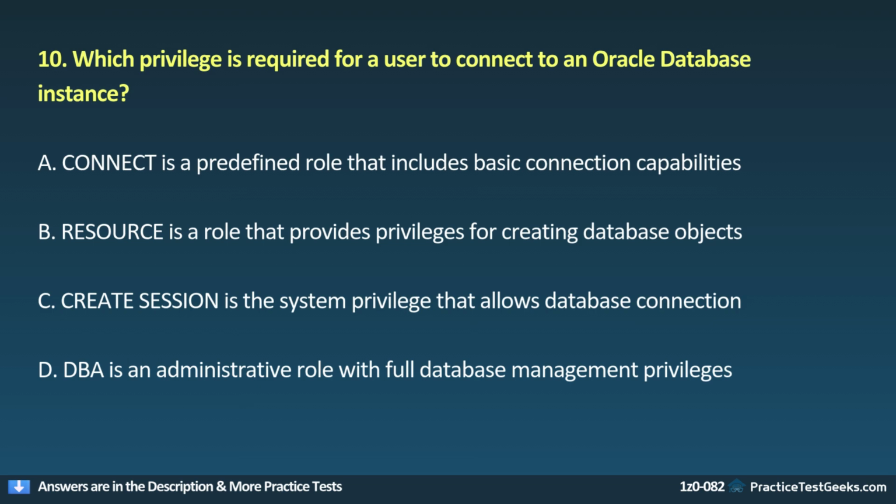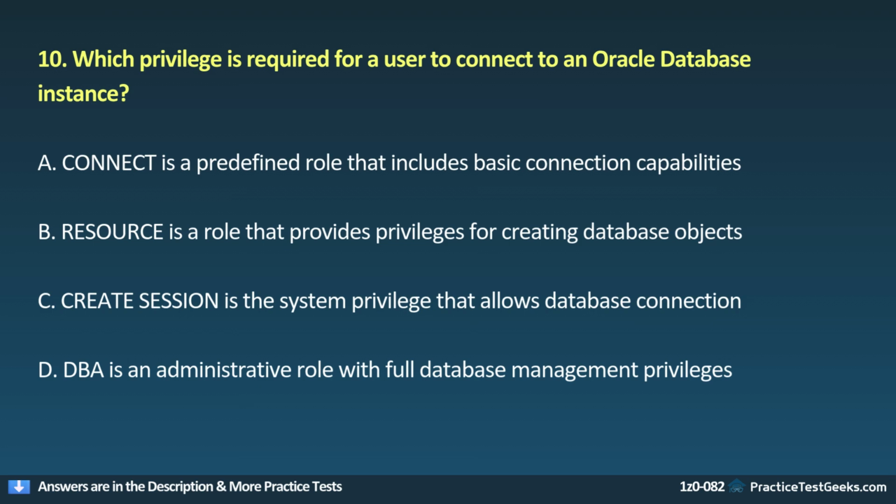10. Which privilege is required for a user to connect to an Oracle Database instance? A. Connect is a predefined role that includes basic connection capabilities. B. Resource is a role that provides privileges for creating database objects.